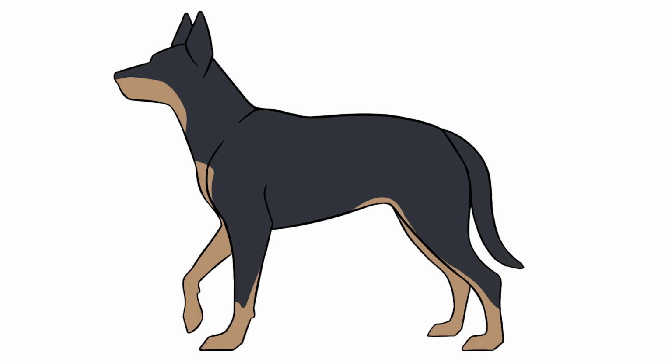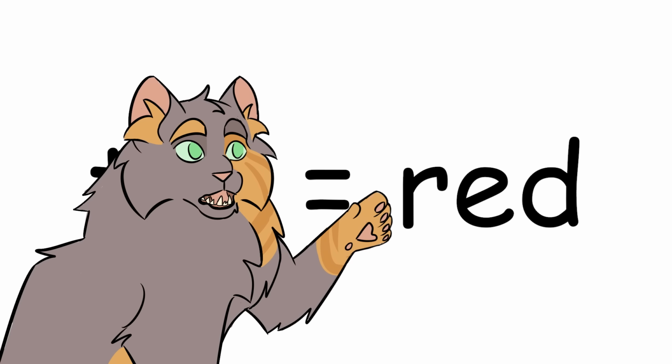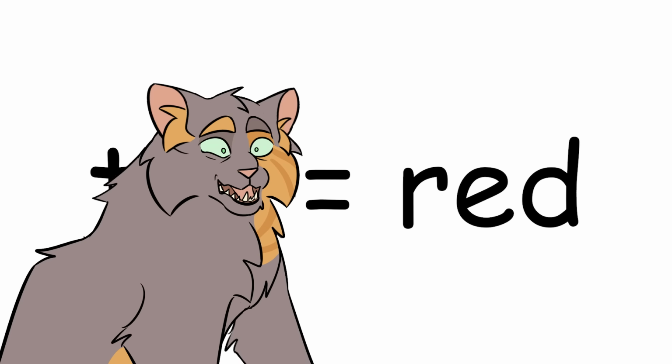Brown, tan, fawn, red, yellow, lemon, they're all lumped together into a single category, usually called either tan or red. And for 9 solid hours of my life while researching this video, this was my personal hell!